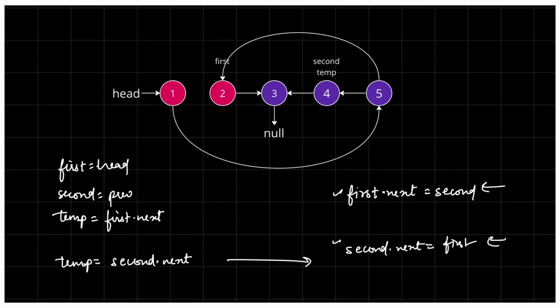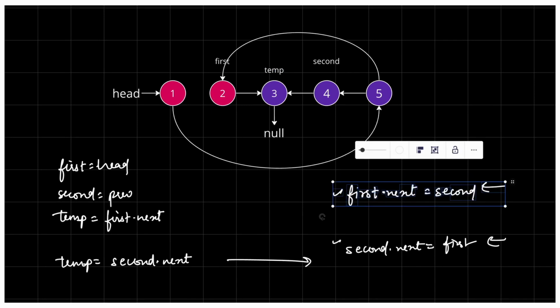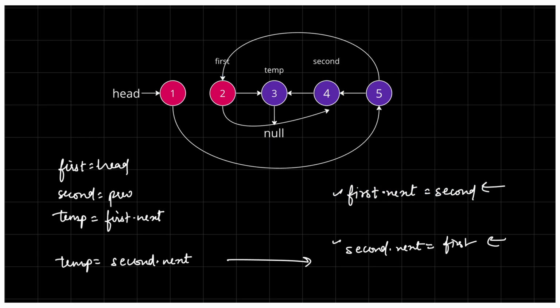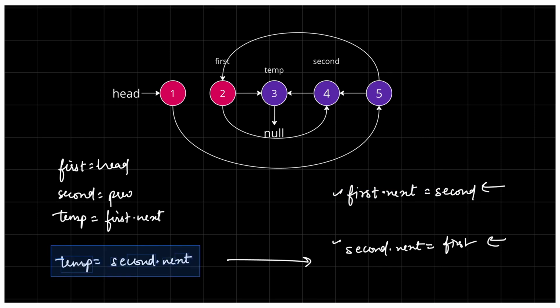So now I'll say, okay, temp, you first go to first dot next. This is the first dot next, right? And now I'll run this particular line. First dot next will start pointing to second, which means first dot next will start pointing to this second node, right? And great. And now once again, I will run this particular line, which is temp is equal to second dot next. So temp is still the second dot next, right? And then finally I'll say second dot next starts pointing to first.